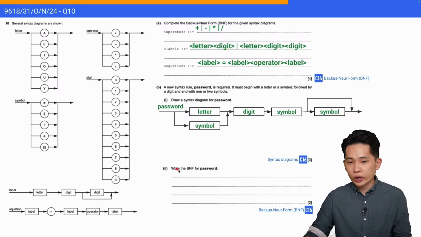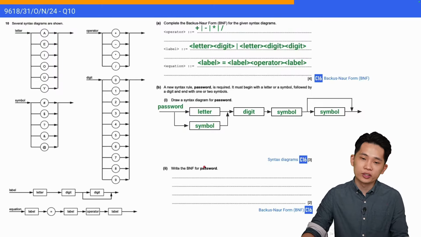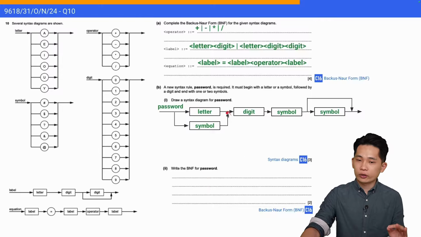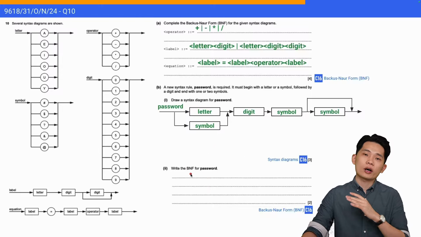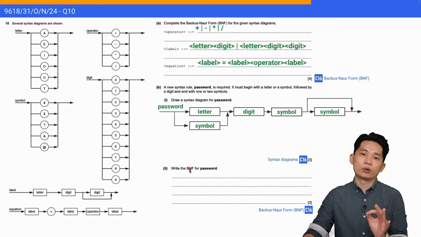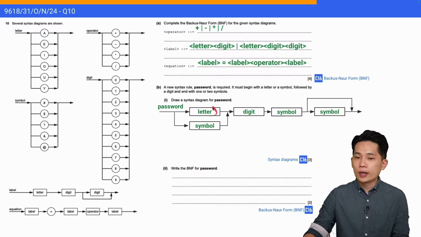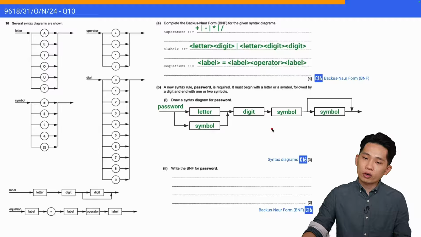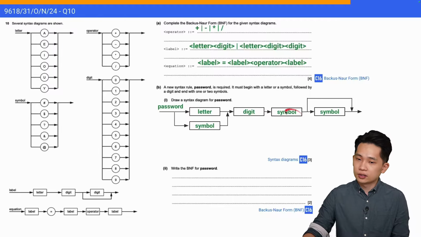For B2, write the BNF for password here. So you can just convert this syntax diagram into BNF form. So how do you do that? You just have to look at the possible options. So the first option will be letter and then digit and then symbol. Second option will be letter, digit, symbol, symbol. And the third option will be symbol, digit, and then one symbol. And the final option will be symbol, digit, symbol, symbol.